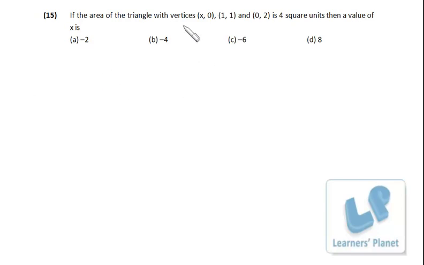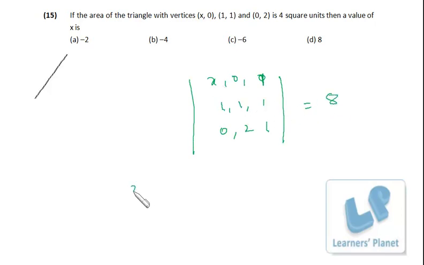If the area of the triangle with these vertices is 4 square units, then the value of x is? Once again we can use the determinant method. The determinant with rows x 0 1, 1 1 1, 0 2 1, and half of that is equal to 4, so this is equal to 8. So just solve it.